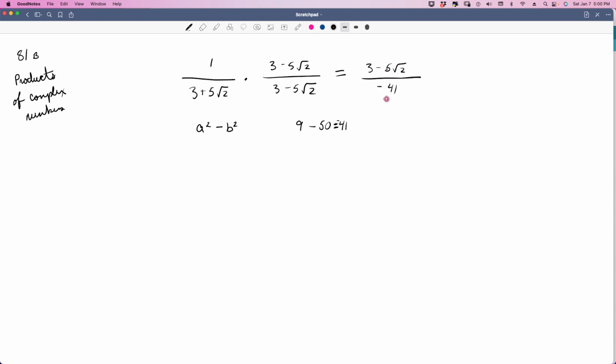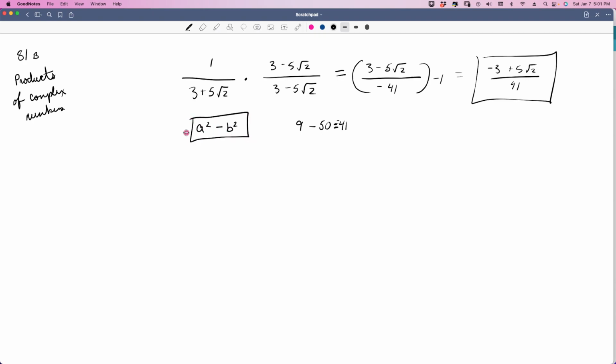Then you would realize, because we know how fractions work, one of the rules is you cannot have a negative in the denominator. So you'd multiply the whole thing by negative 1, and then you would end up with negative 3 plus 5 times the square root of 2 over positive 41. And that would be your final answer. So using this, we didn't have to do a whole lot of math. We could do a lot more mental math by having this little shortcut. This is how you would conjugate an irrational number.